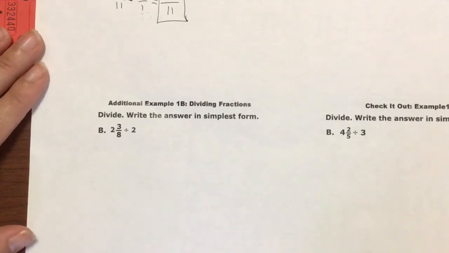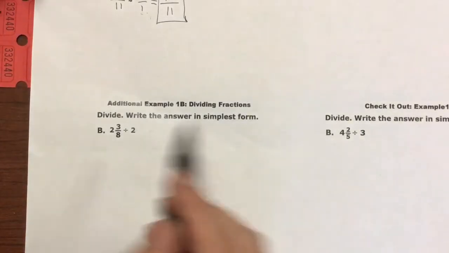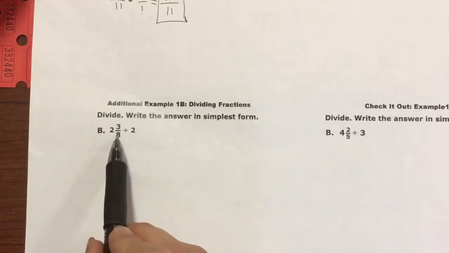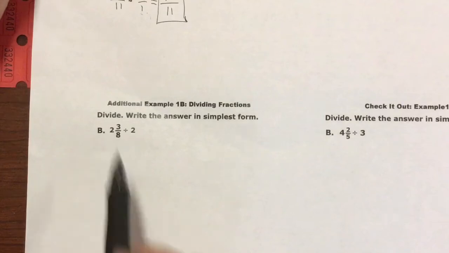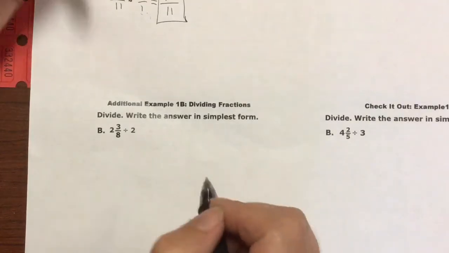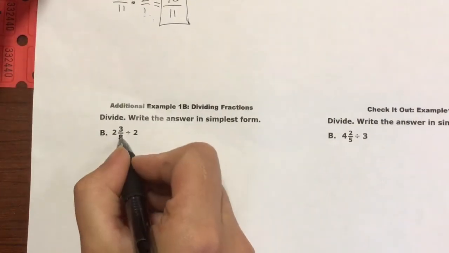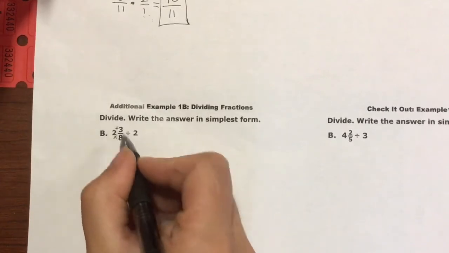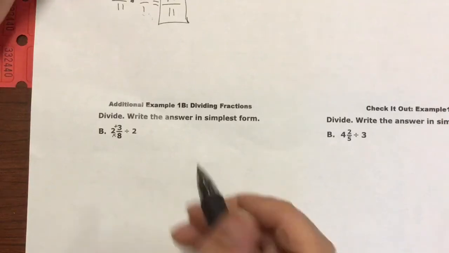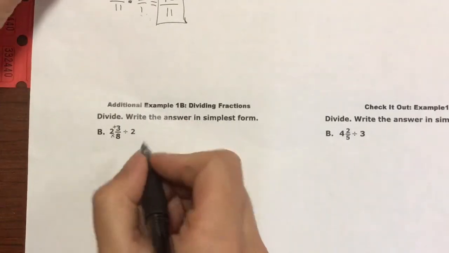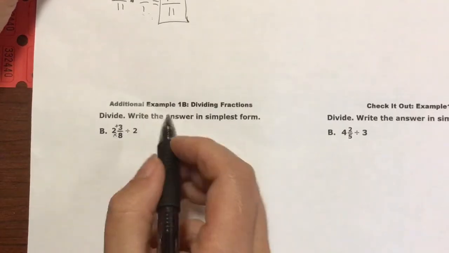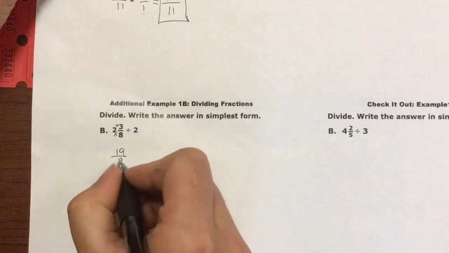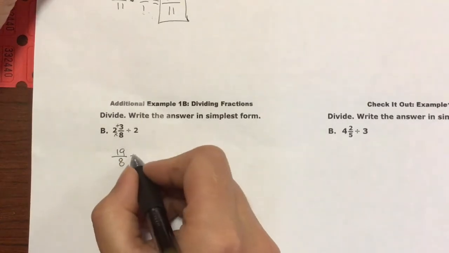Example 1b. Okay, what's different here? We're still dividing, but now we have a mixed number. Whenever we have a mixed number, first we want to change that into an improper fraction. And remember from last time, how we do that is we take this 8, multiply it by the 2, and then add it to the 3 and keep the number 8 in the denominator. So here we go. 8 times 2 is 16 plus 3, 19. Good. So 19 over, we just keep 8 in the denominator. Now this is divided by 2.